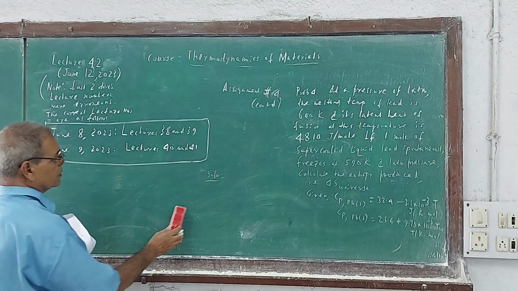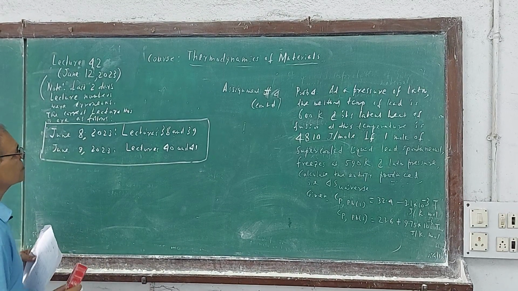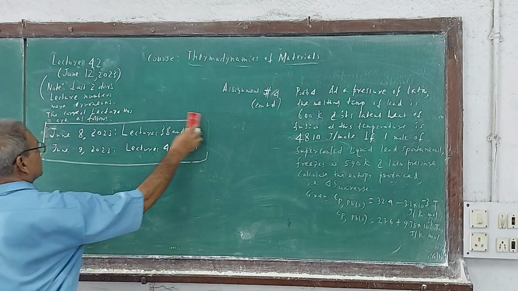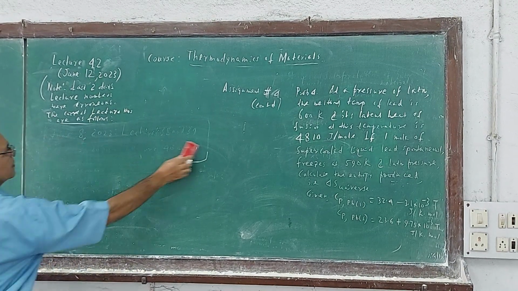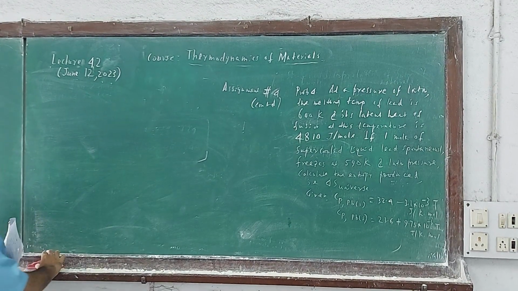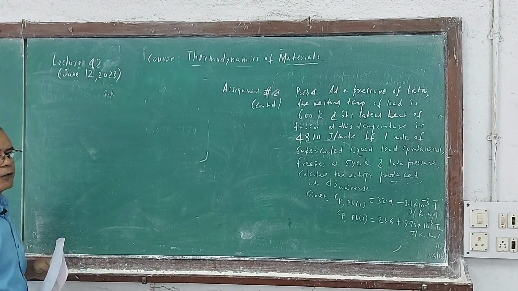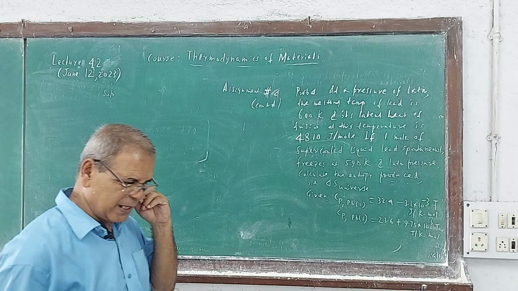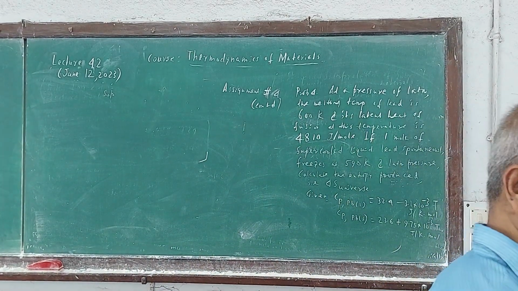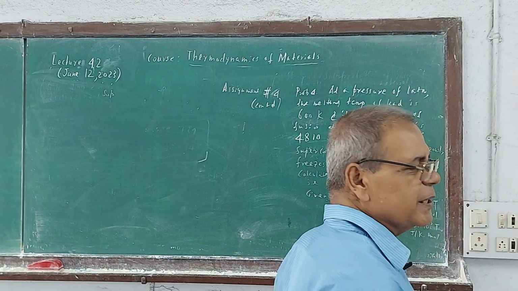So this is the solution. Start here. Follow one thing. What is the melting point? 600. But 10 degree supercooling is done so that it spontaneously freezes. This is called supercooling, which is actually very common.